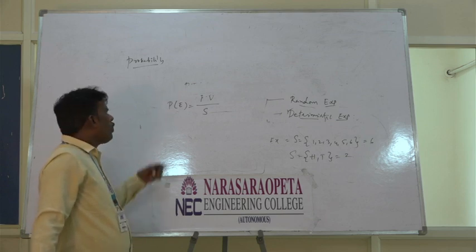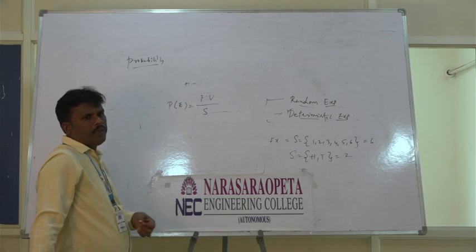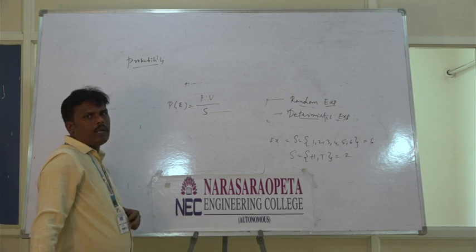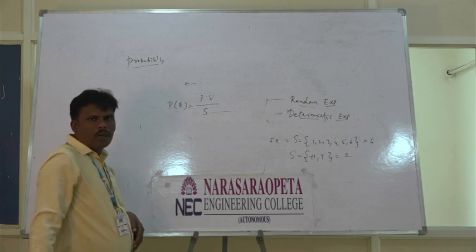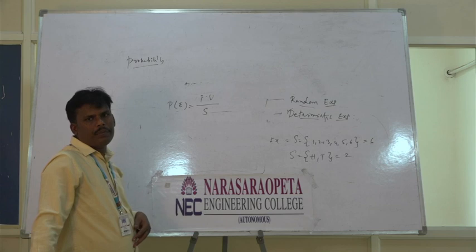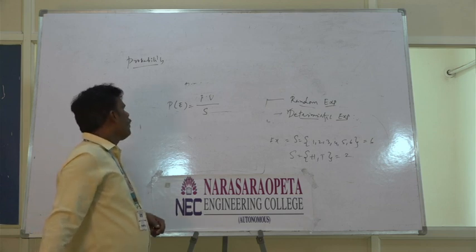So we always measure the outcome values based on probability. Probability means chance. It may occur or may not occur. If it occurs, that means success. If it does not occur, that is called failure.